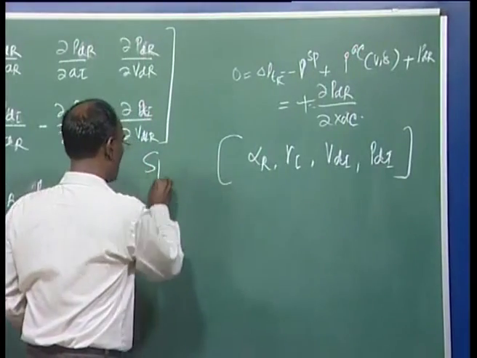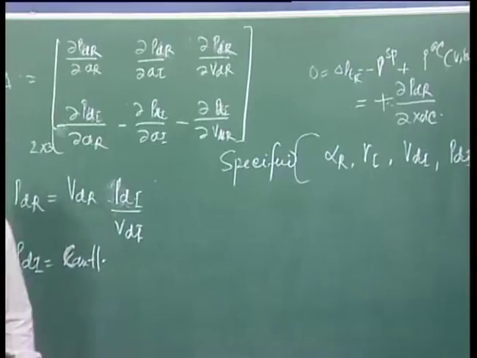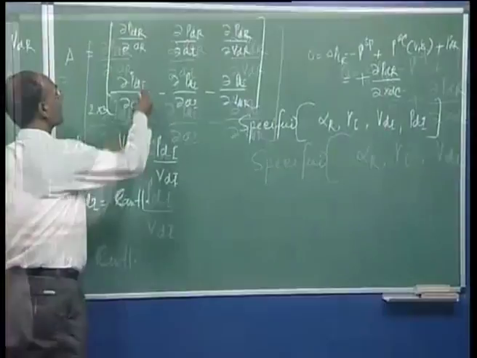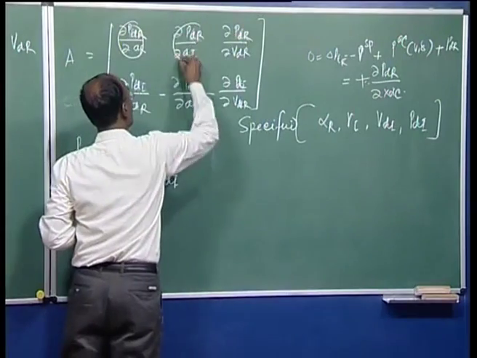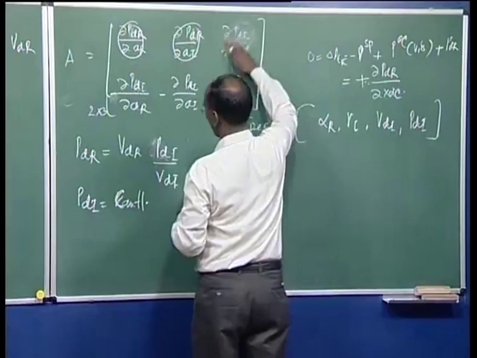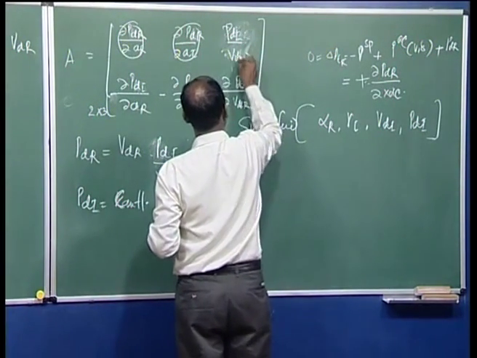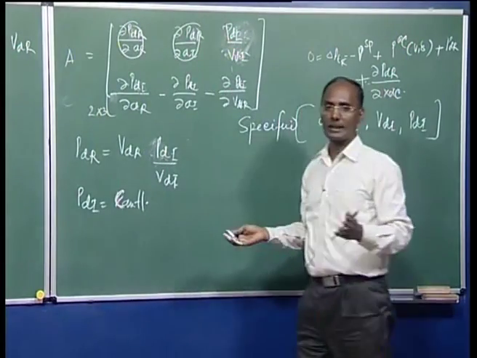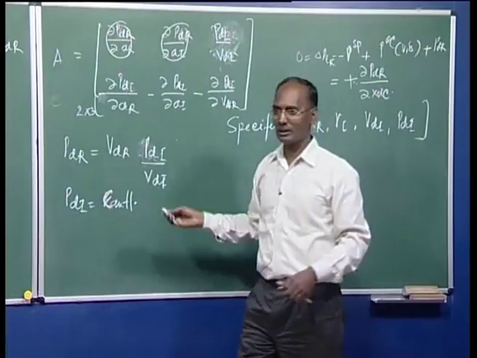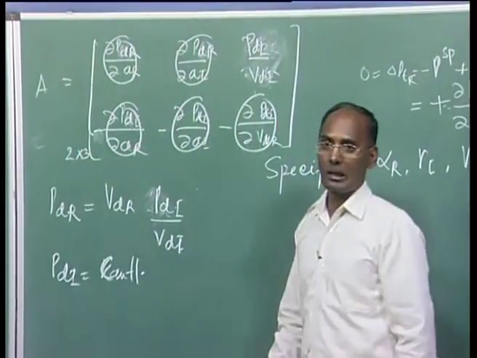These are the specified variables of the DC. Now you can see, if you are differentiating from here, this is 0, this is 0, and here if you differentiate, you are going to get PDI by VDI, that is ID. This is a constant. So whatever you are differentiating, it will be 0. So this is your A.